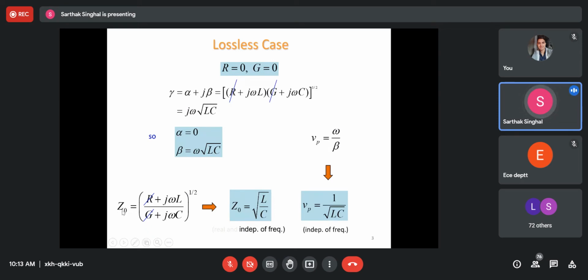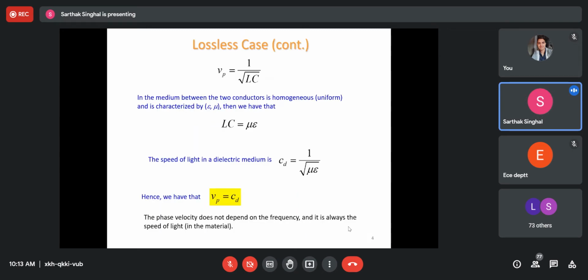characteristic impedance, which was given by Z0 equal to under root of L by C, which is independent of the frequency. And then we talked about the phase velocity also, which will also be dependent only on the two components, that is the L and C. So it is also independent of the frequency. So whatever frequency signal we transmit, that will be transmitted without any loss in the power, right?